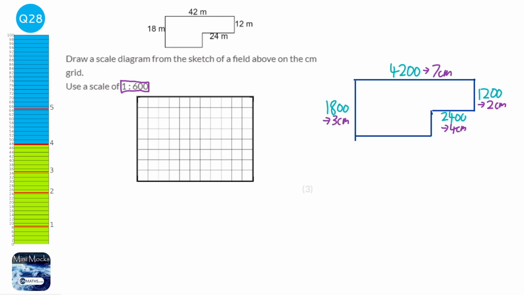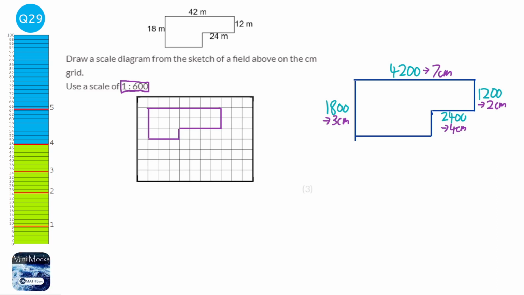We draw it. So we're going to do 7 across. So 1, 2, 3, 4, 5, 6, 7 across there. I'm going to do 2 down. So 1, 2, 4 across. 1, 2, 3, 4. I'm going to do the left hand one first, I think. So we're going to do 3 down here. And then we just join it up with what's left over.